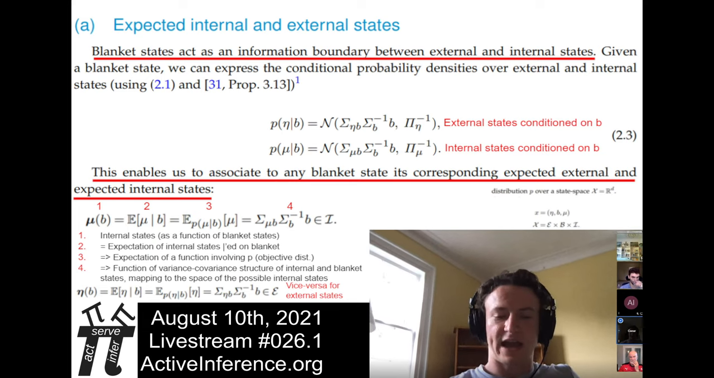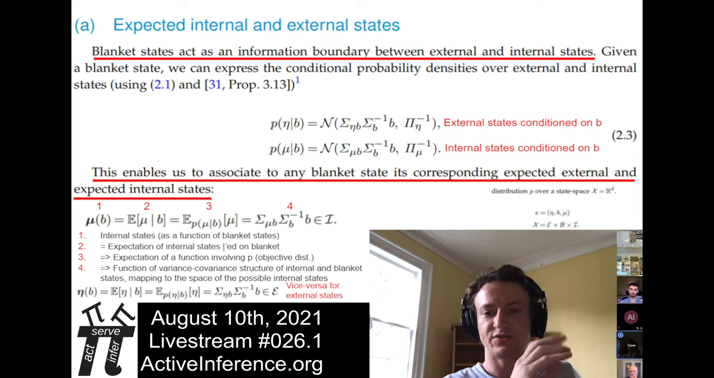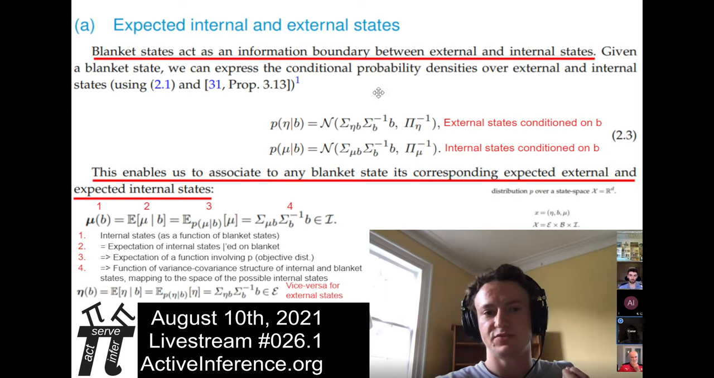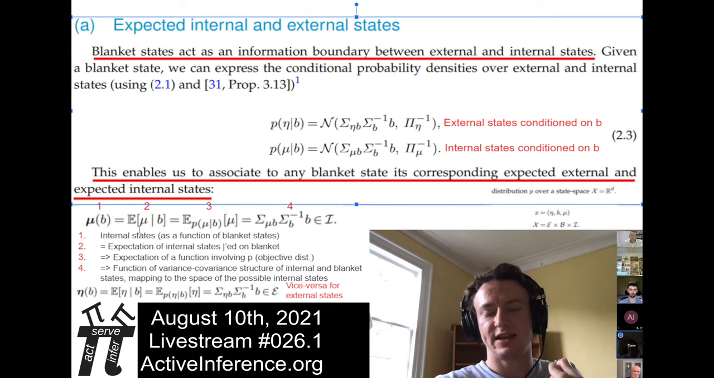Yeah, I'll just add that it's critical that we're talking about expectations here. That's why we're writing down a normal distribution centered on this expectation, because remember, these are stochastic processes. For any given blanket state, it doesn't mean that the internal state directly downstream of that blanket state will always be that expected one. This is just the mean of the distribution.